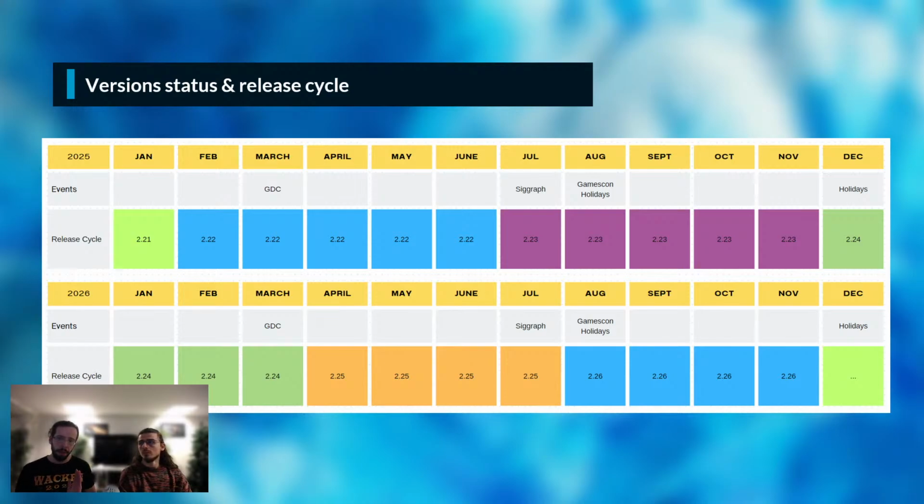Then for GDC, we won't have a GDC version this year. We'll be developing 222 up till June. So we'll show 221 at GDC. And then we'll release 223 in November.